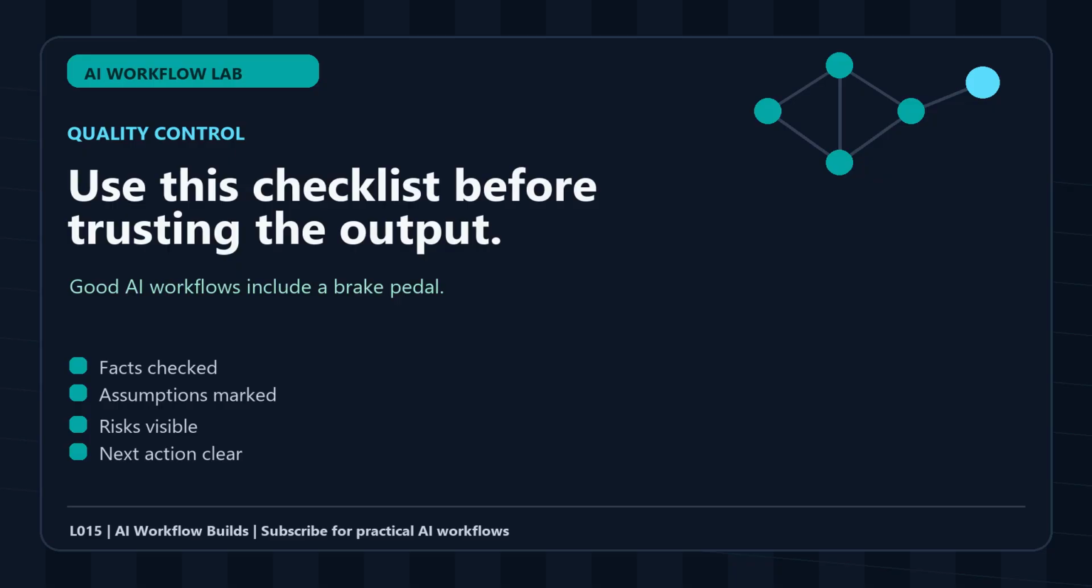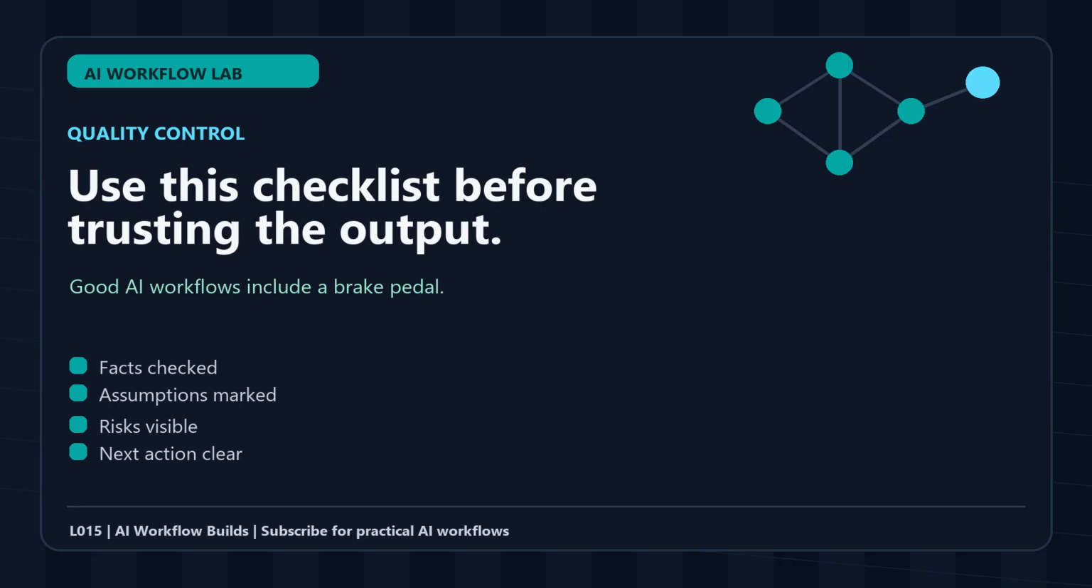The payoff of this build is not that you used AI. Nobody gets points for using AI. The payoff is that you made a useful decision faster, created a better draft, reduced a repeated mistake, or turned scattered context into a reusable asset. That is why this channel is built around workflows instead of hype. Tools change. Interfaces change. Model names change. But the pattern stays useful.